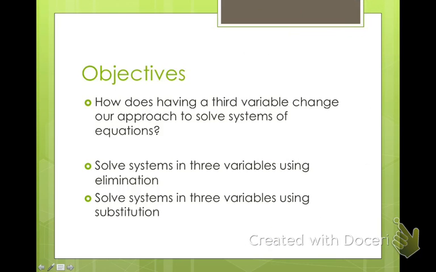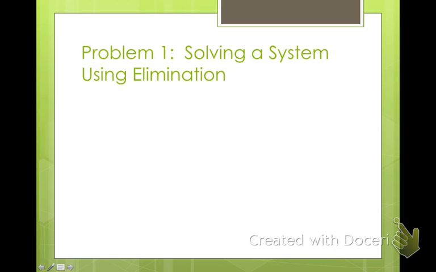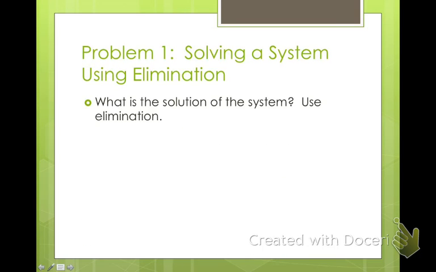So for our objectives, we're going to be answering the question, how does having a third variable change our approach to solving systems of equations? We're going to solve using elimination and using some substitution and some combinations of the two. First I'm just going to go through how you solve using elimination.